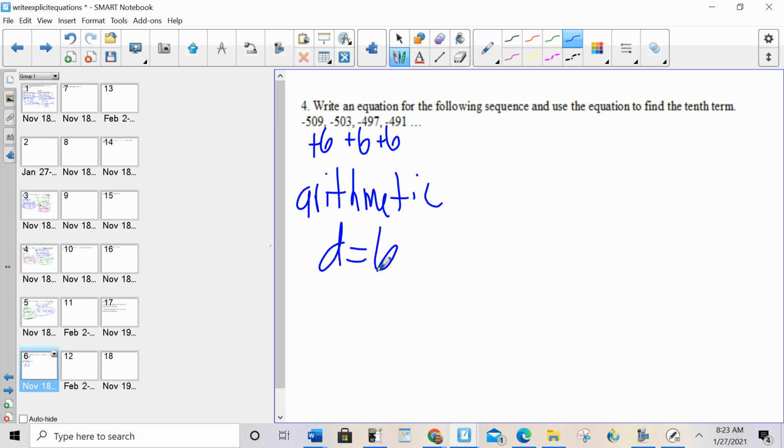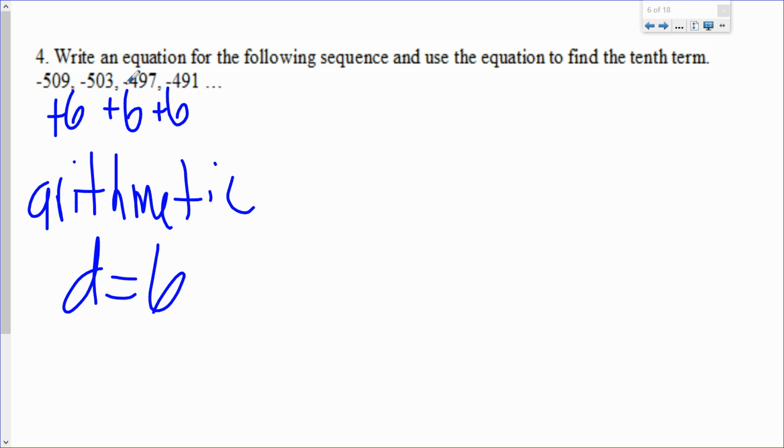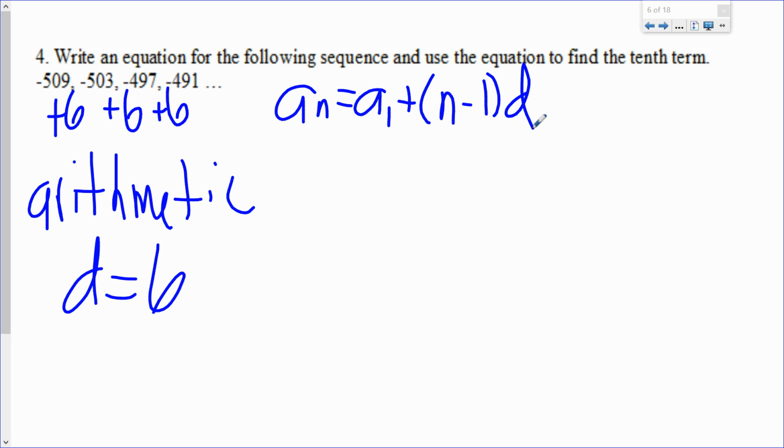I want you to try and finish the problem. Well, let's write the formula first. So we go to our reference sheet, we write down the formula: a_n equals a_1 plus (n minus 1) d. I want you to pause it. I want you to create the equation and then use that equation to find the 10th term. So please pause, try the problem on your own, and then unpause.